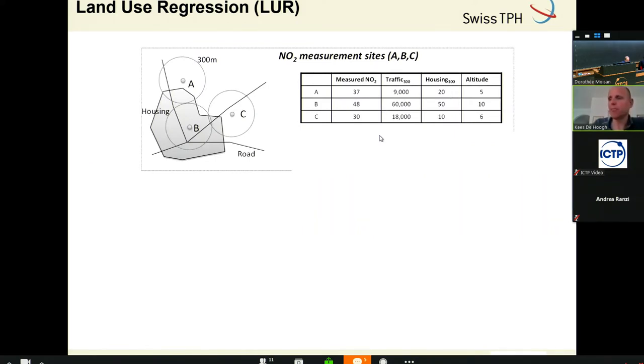So land use regression modeling then. This is a method where we use monitored data and information around these monitoring sites to come up with a regression model. So imagine here we have three monitoring points, A, B, and C. We measure air pollution at these three points. So we measure NO2. These are the three levels we measured. We also have different variables which reflect the sources around these monitoring sites. So we know some information about traffic there, we know some information about housing and altitude.